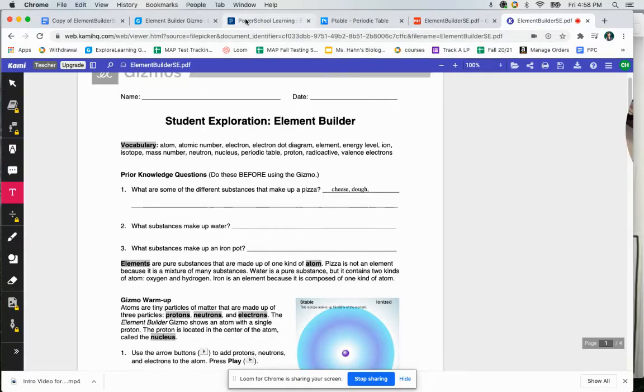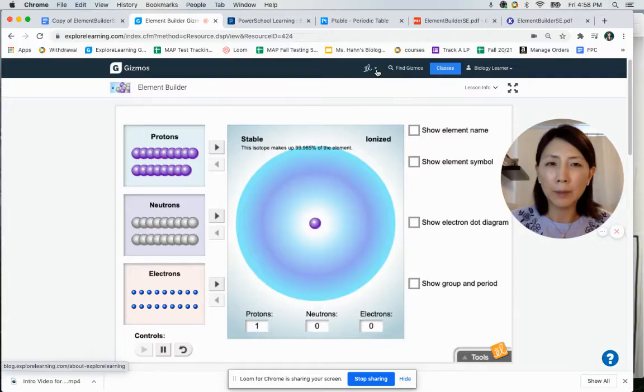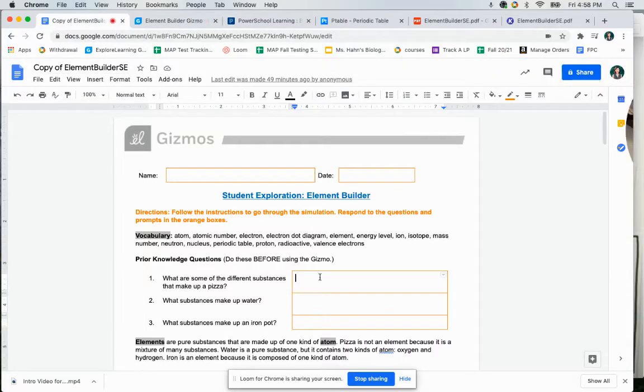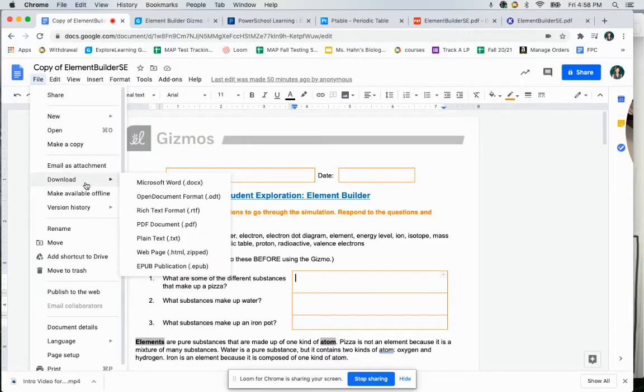If you look on the lab, they'll also give you a Google Doc version, which you can type on as well. So this is what that looks like, and you can type on it here. But then what you just need to do is download it as a PDF and turn it in that way.